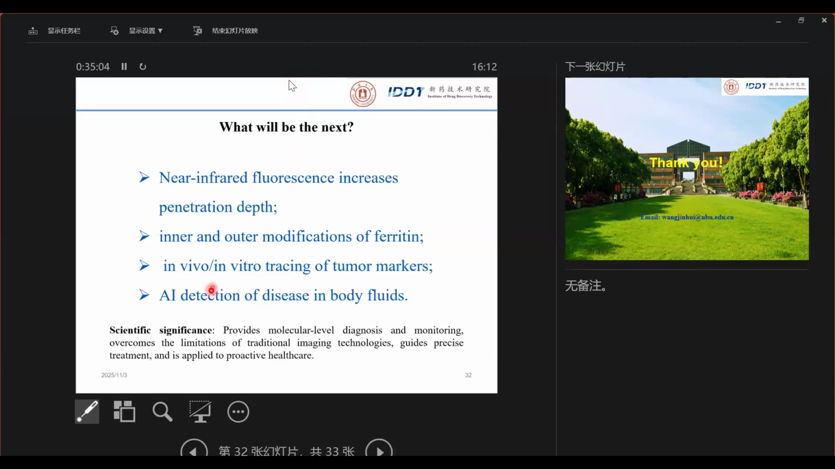And this is to use AI detection with the body fluid, not only the urine, but also sweat, for example. And your tears can also be a detection tool. So it could be an enzyme or ROS, for example, any biomarker could be detected by the fluorophore. Just use the color, compare the color change.